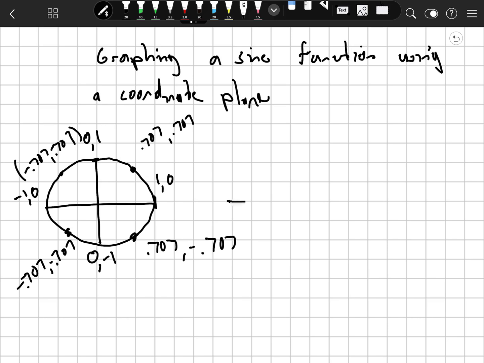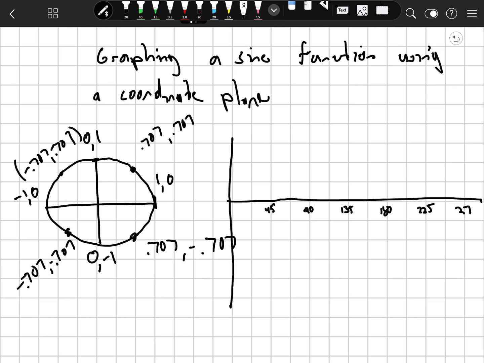And so what I'm going to do is turn this into a function. I'll use the coordinate plane again, and I'm going to go in intervals of 45 degrees across the x-axis. That's kind of my input. So this is 45, this is 90, this is 135, this is 180, this is 225. I wish I had more room. This is 270.